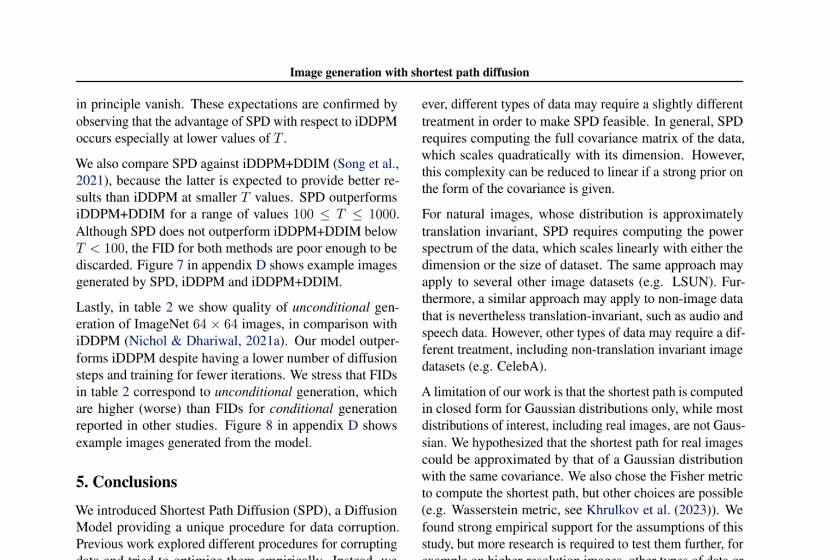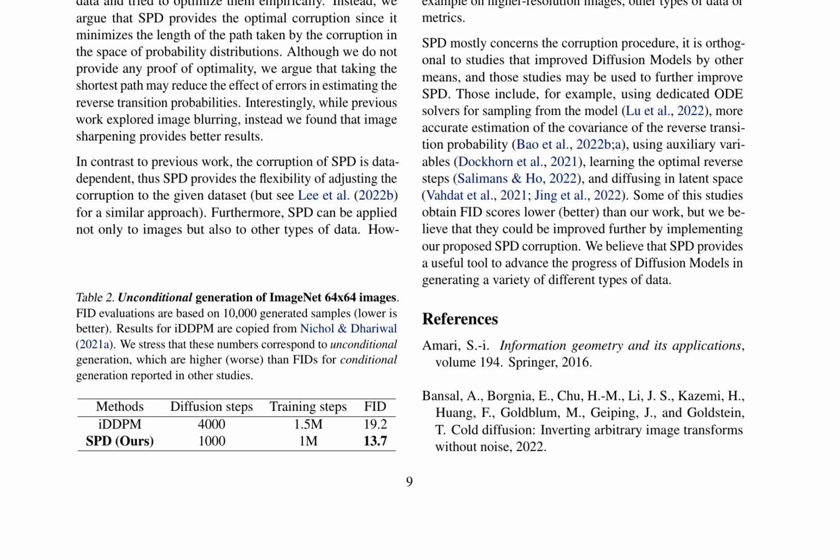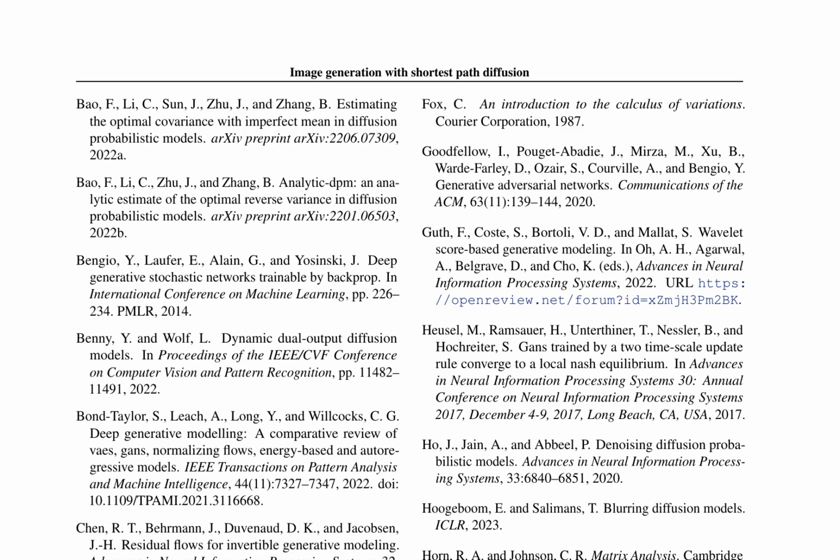The authors compare SPD with IDDPM and IDDPM plus DDIM, demonstrating that SPD outperforms IDDPM plus DDIM for a range of values 100 ≤ T ≤ 1000. Although SPD does not outperform IDDPM plus DDIM below T < 100, the FID scores for both methods are poor enough to be discarded. The authors also evaluate the quality of unconditional generation of ImageNet 64x64 images using SPD, achieving a lower FID score than IDDPM despite having a lower number of diffusion steps and training for fewer iterations.